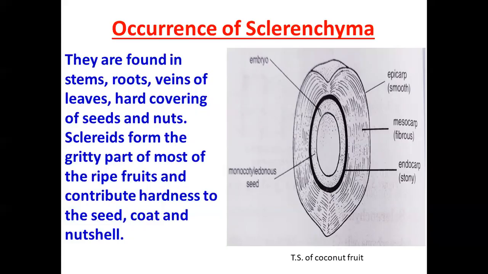The husk of coconut is made up of sclerenchymatous cells or tissue. It is present in the mesocarp of the fruit of coconut and yields coir, a well-known fiber used for mats, ropes and cords, brushes, etc. So the husk of coconut is made up of what? Sclerenchymatous tissue.